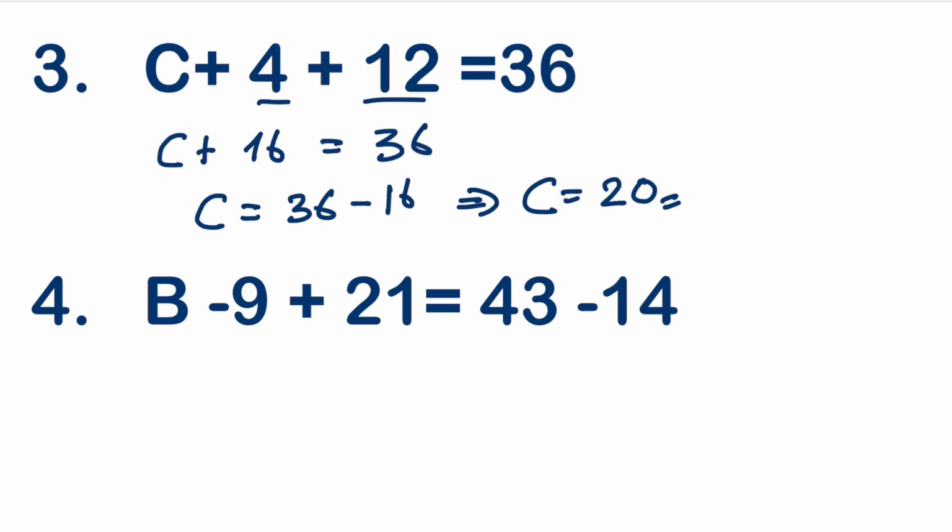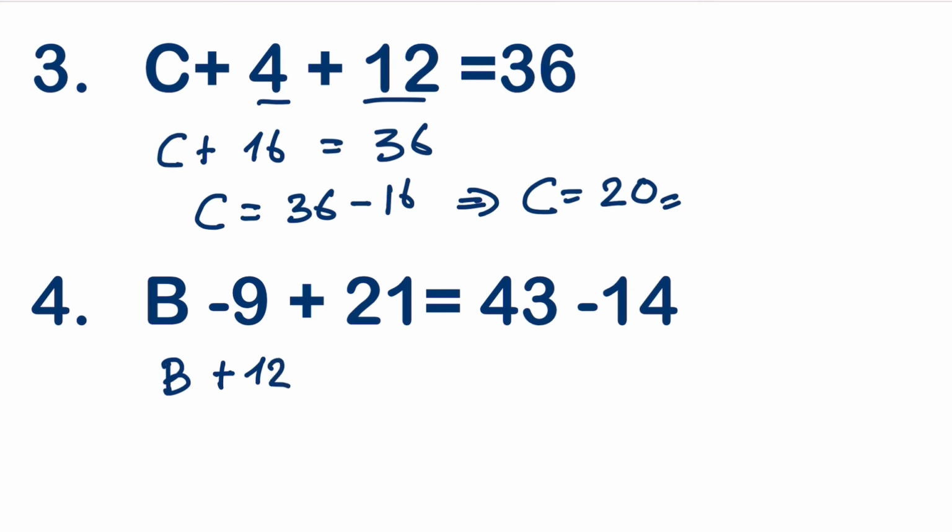Let's look at our next question, which is question 4. For question 4, we are asked to look for b. So our unknown here is b. Okay, so we want to simplify this value first. So we are going to have b. Now ask yourself this question. This is minus 9 plus 21. So we can also say this is the same as 21 minus 9. What is 21 minus 9? We are going to have 12.